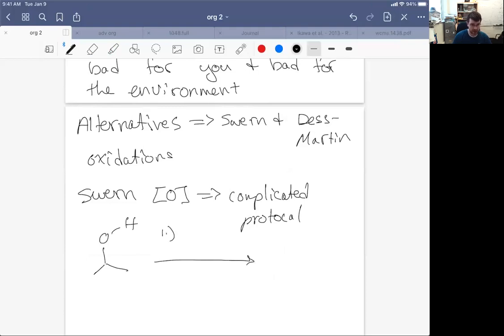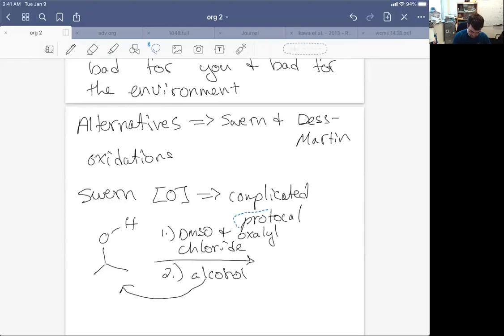In the first step, we're going to add DMSO and oxalyl chloride. In the second step, we're actually going to add our alcohol. So our alcohol is this thing right here. So we have this pre-step before, I'm going to move the word protocol.